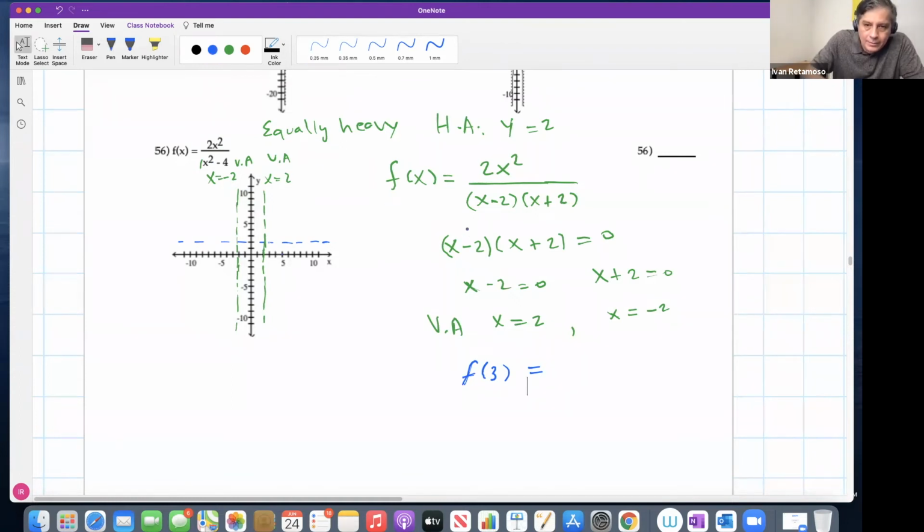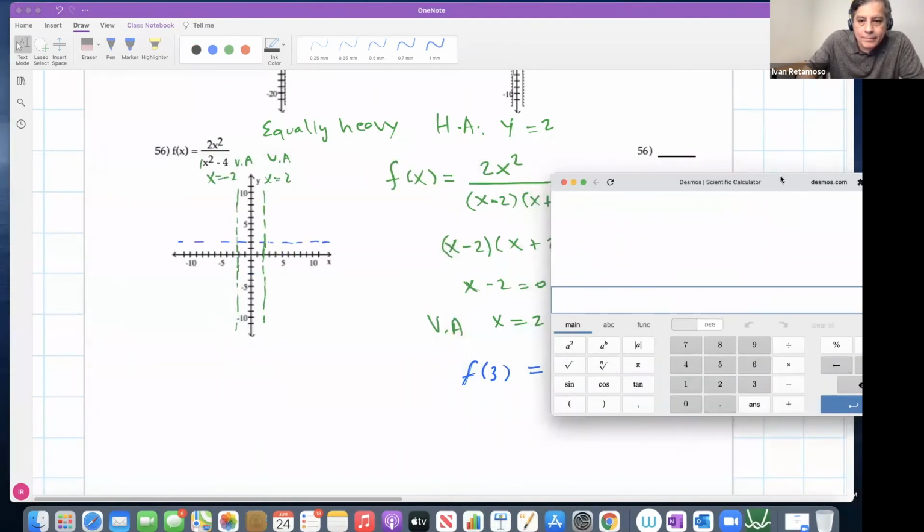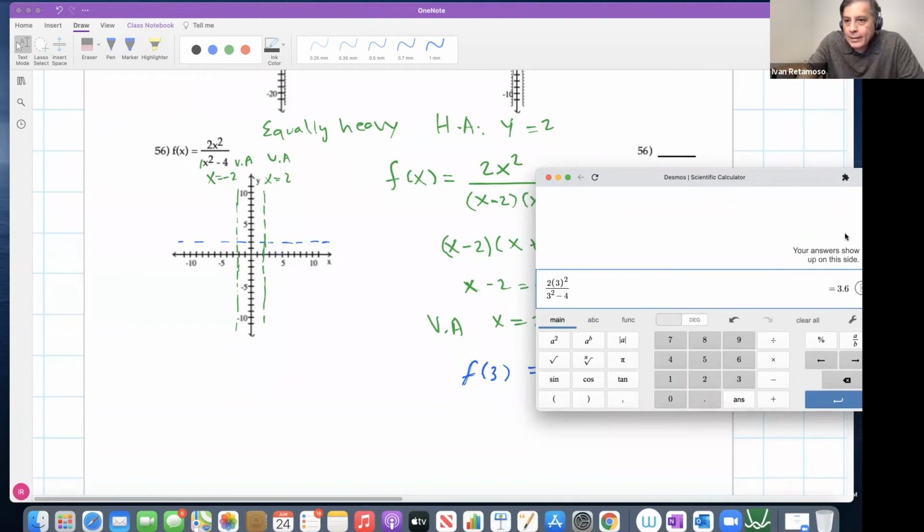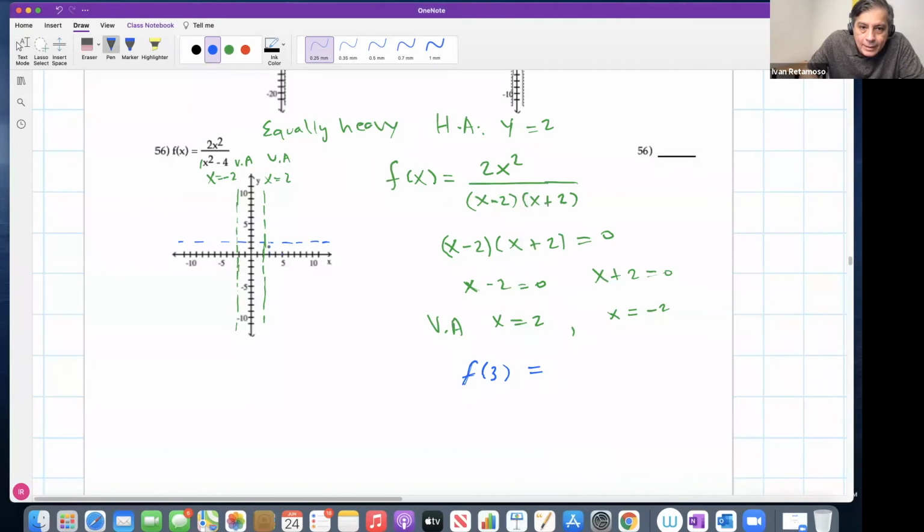We can do it here in the calculator, I think, right? 2 times 3 squared divided by 3 squared minus 4. We get 3.6, something above the 2 that we have. So clearly this guy ends up here, right? So this is telling us that the graph over here should be like this, asymptotic here.